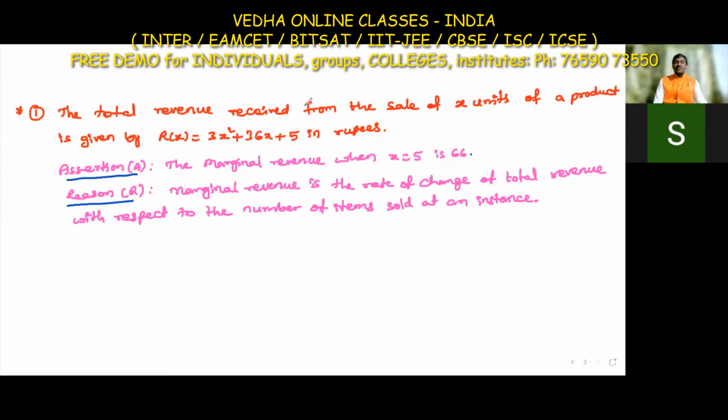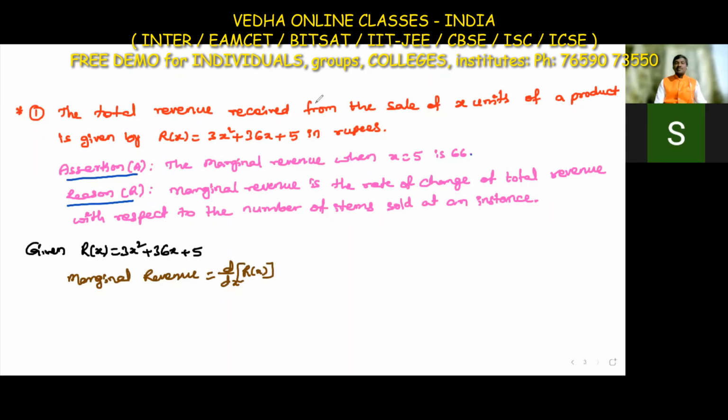Now, what is given? I am taking the given function: R(x) = 3x² + 36x + 5. Now we are going to find the marginal revenue. What is the formula for finding the marginal revenue? Marginal revenue is equal to the derivative of the function. If you want to get the marginal revenue, differentiate that function.